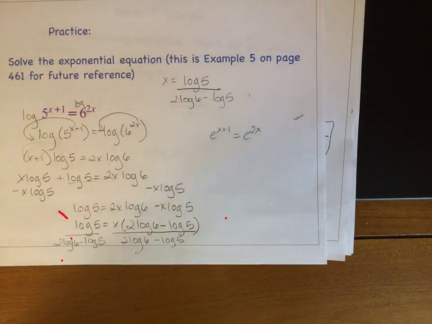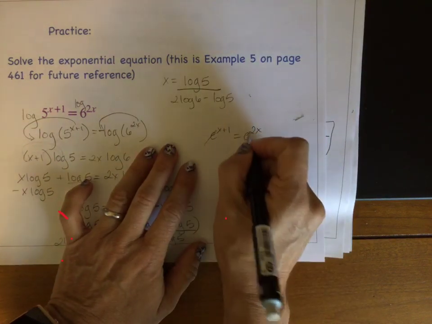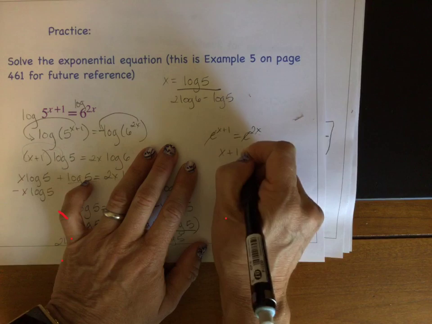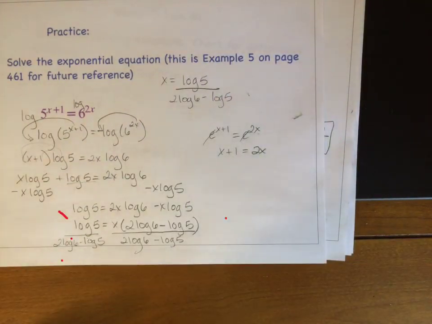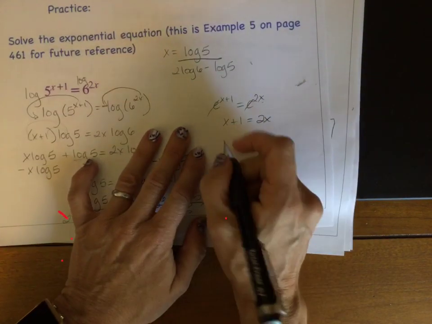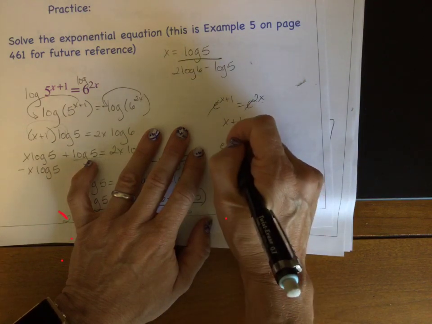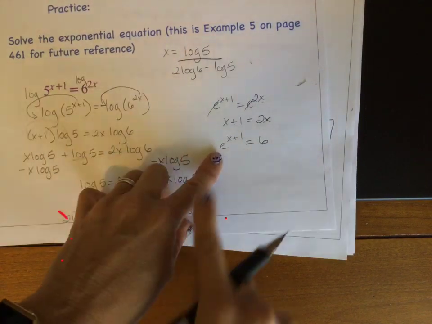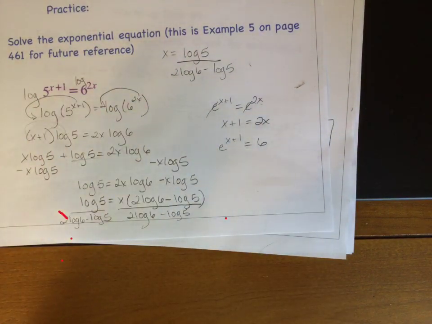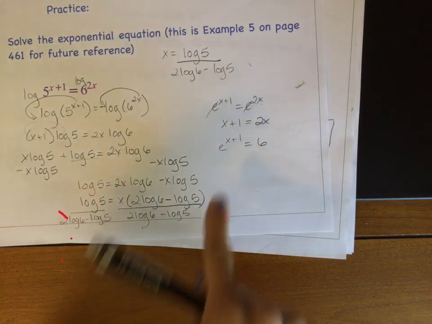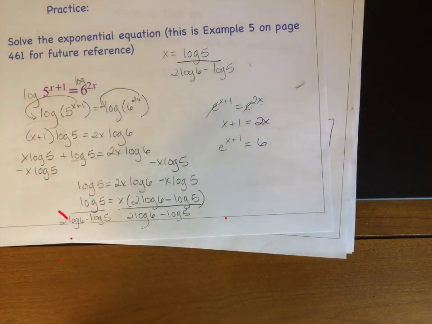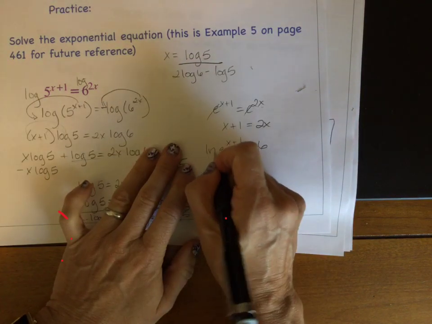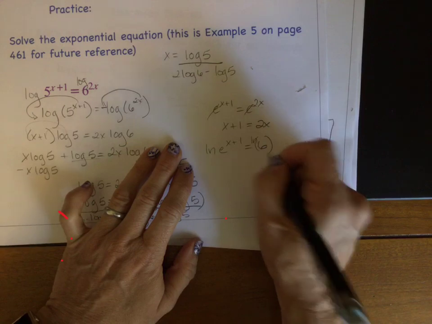Notice both my bases are the same. So there's two things I could do. When bases are the same, I know this is true, and I could solve that way. Or if I went back and I said e to the x plus 1 equals 6, how do I undo this? I really only have one base on this, and it's base e. So how do you undo e to a power? You take the natural log. So I would take the natural log of both sides.